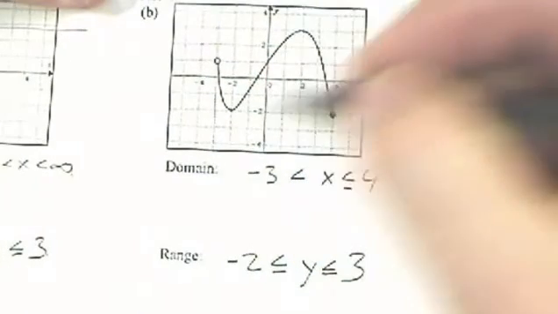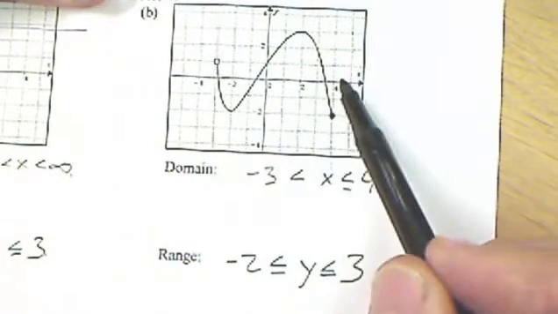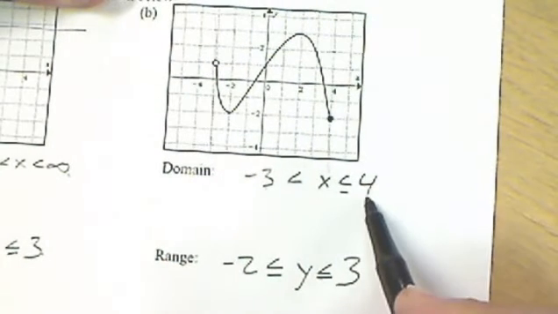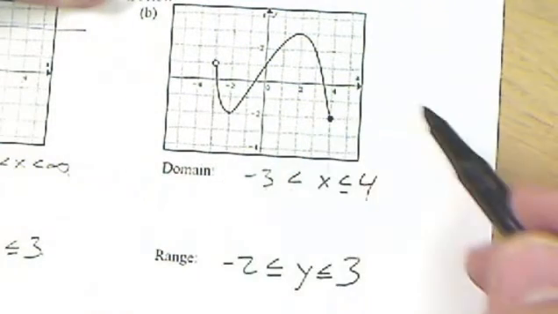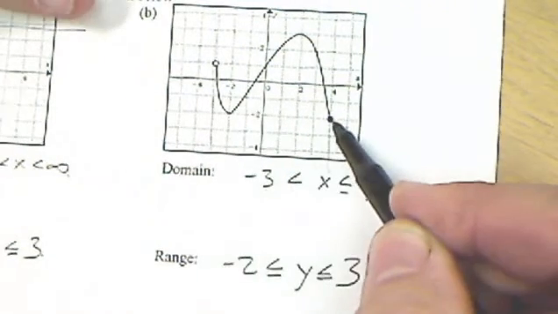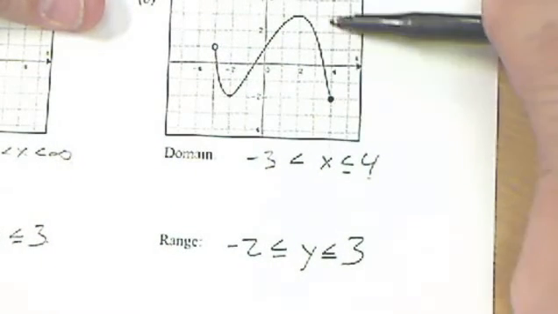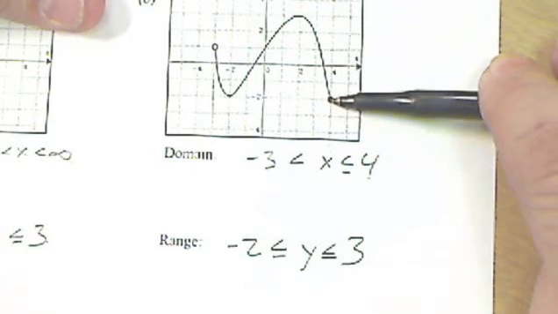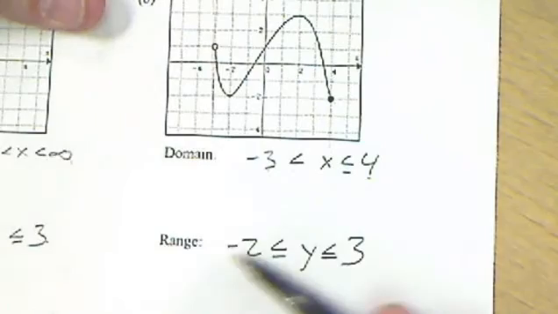My x's, so from negative 3 all the way over to 4, and not equal to negative 3 because it's an open circle, equal to 4 because it's a closed circle. My range is my possible y values. So my lowest y is at negative 2. My highest y is up here at 3. And that's how I got the range.